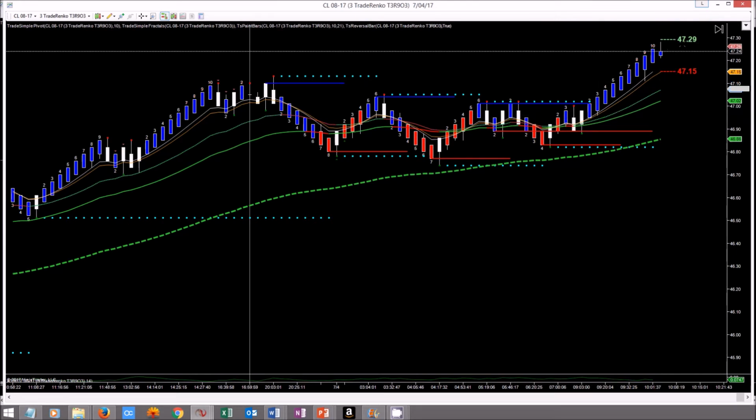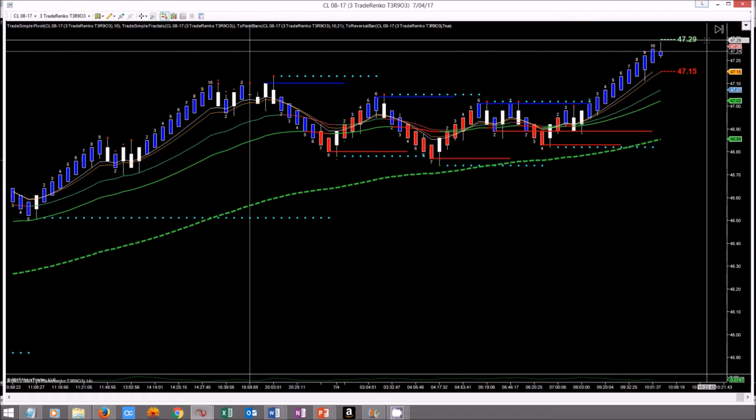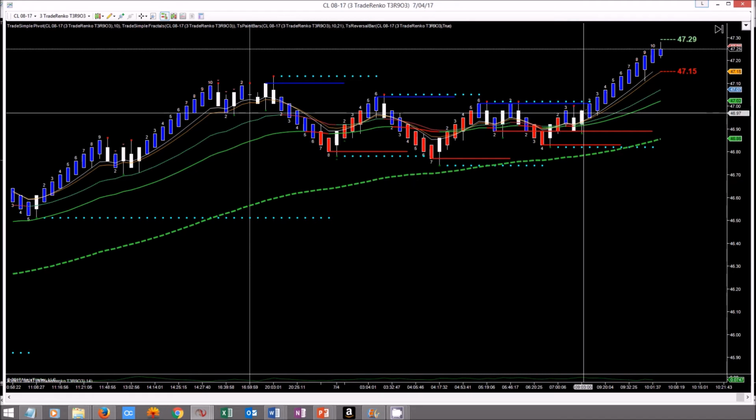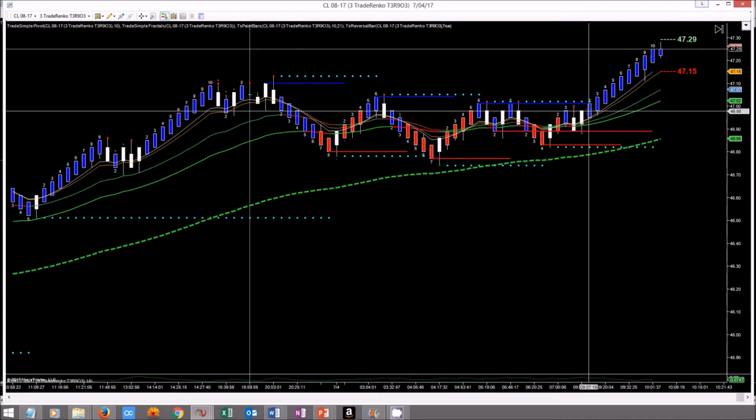And there you have it. It's hit 47.29. It completed this 11th bar, and it started creating the next bar. Okay, and as you can see, the price markers also move. They shift up to the next bar to see when it will plot. So this is the magic of the Trade Renko system.